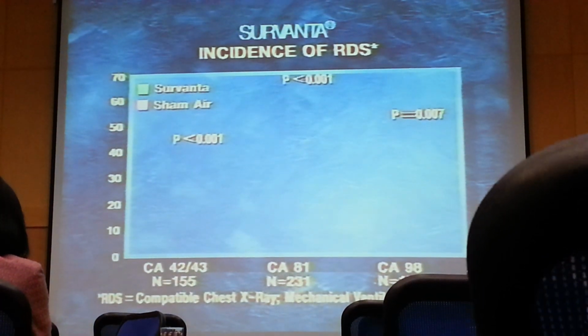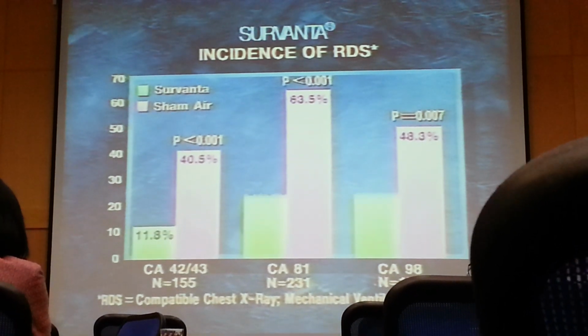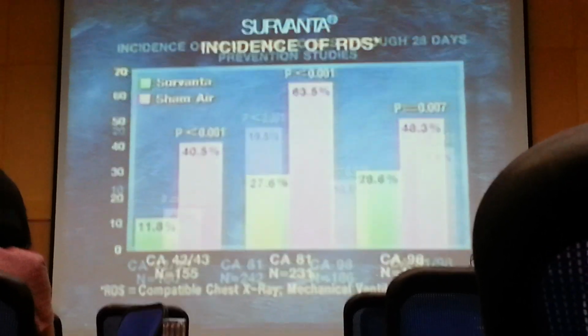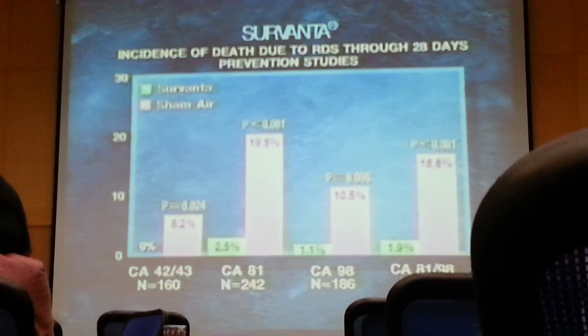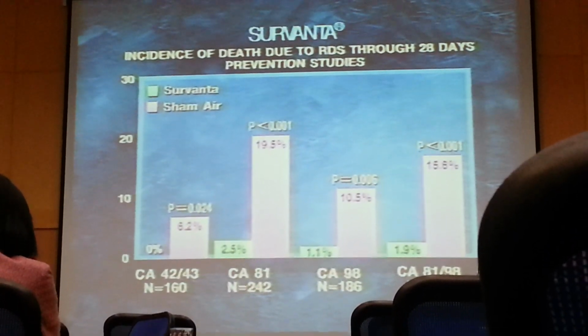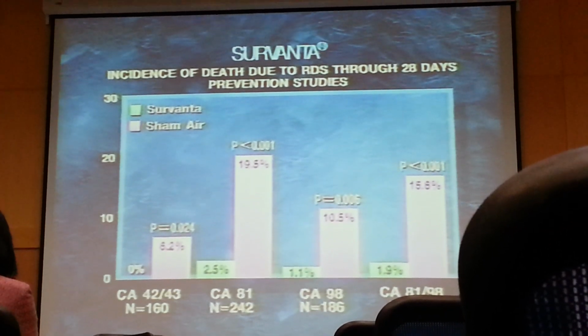In controlled clinical trials with infants between 600 and 1,250 grams, prevention dosing with Surfactant reduced the incidence of RDS by up to 70%. Deaths due to RDS were reduced up to 87%. Prevention dosing with Surfactant poses no significant risk, and it helps prevent the occurrence of RDS.